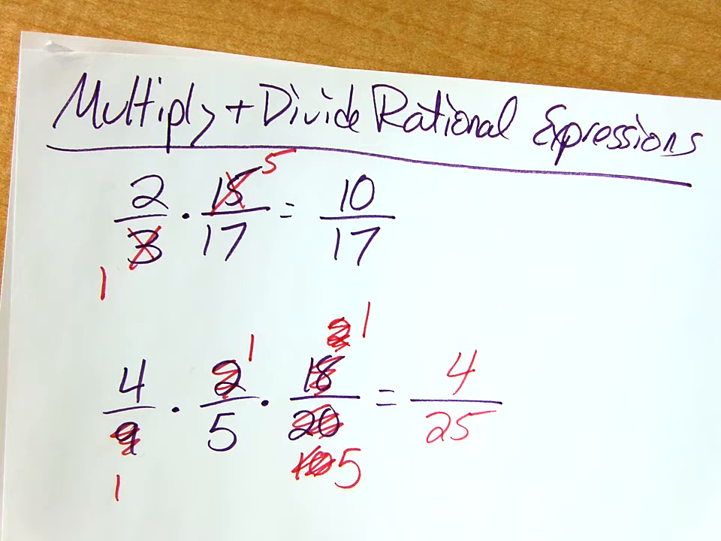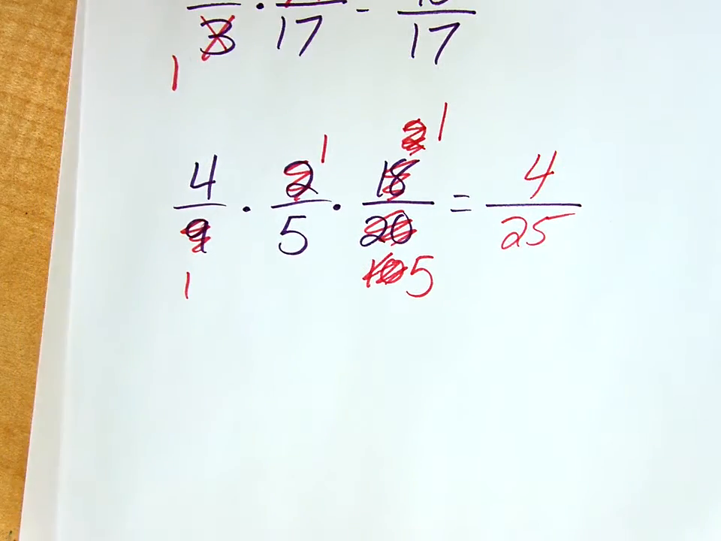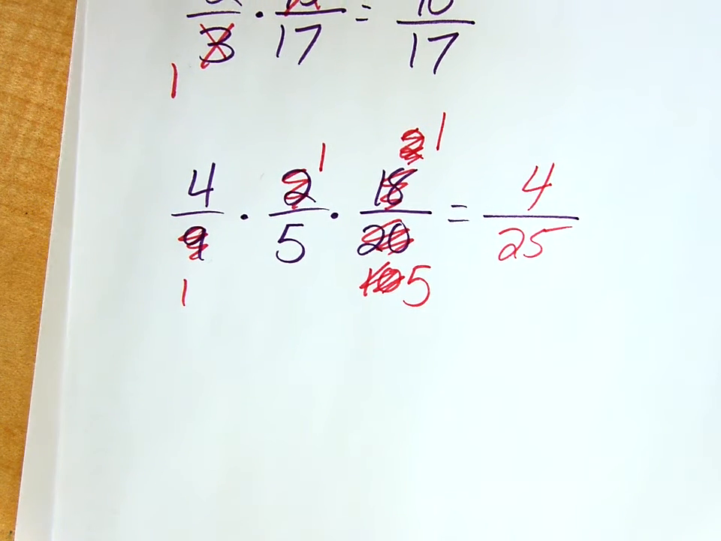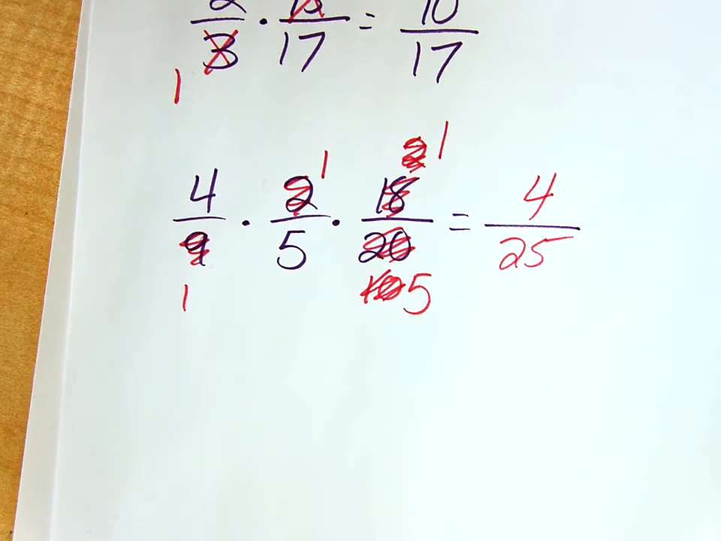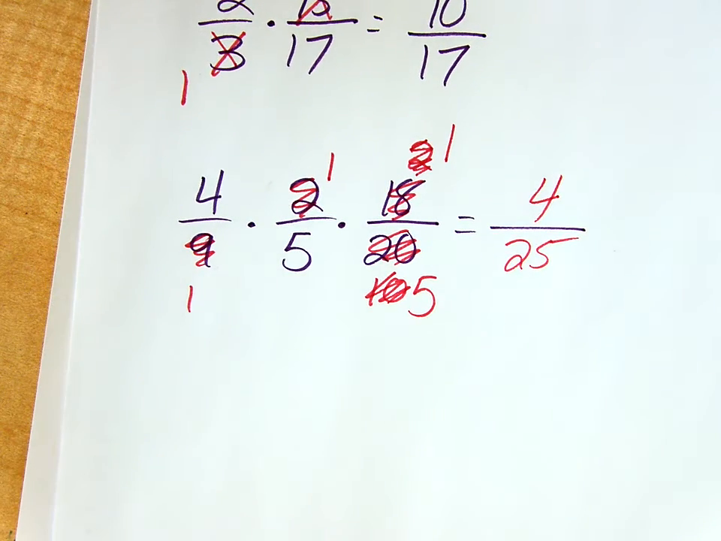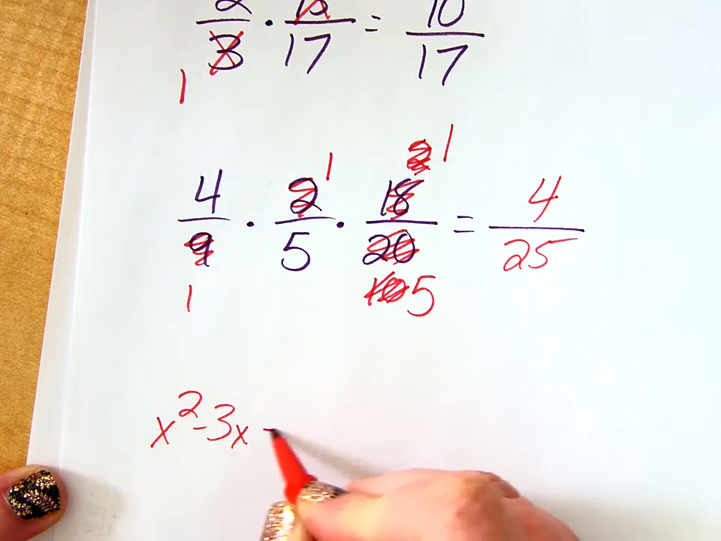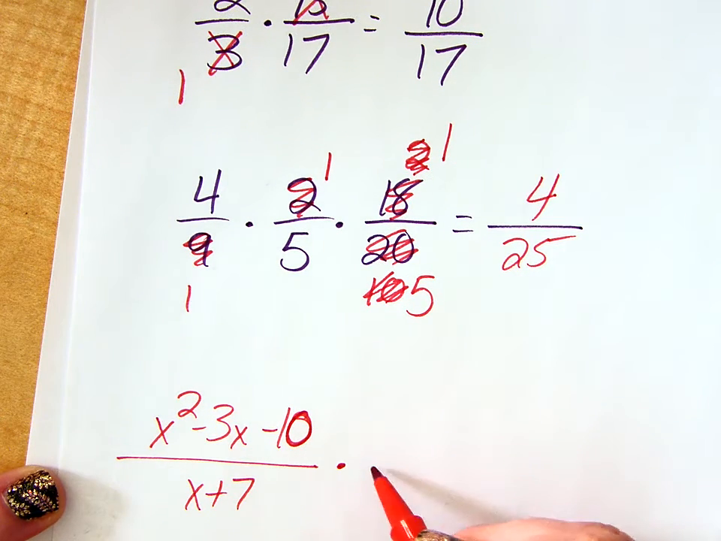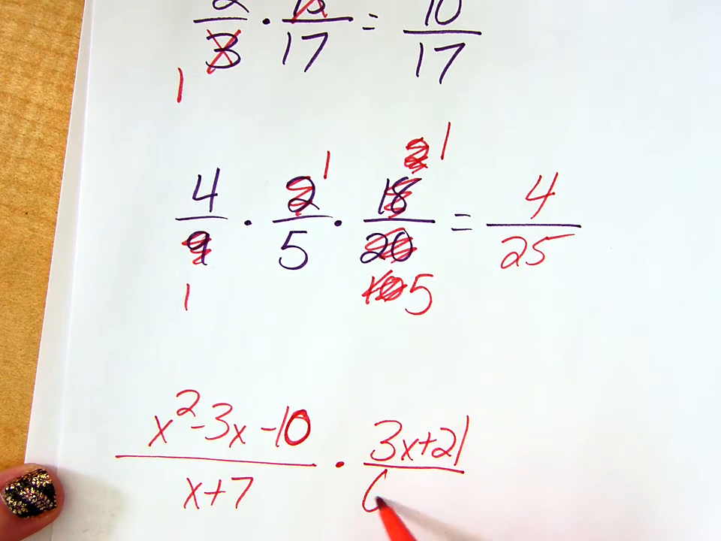So, of course, now we make things more complicated because it's not just numbers. Now we're throwing in variables. But your rules are going to be the exact same. Let me give you an example. Let's say you wanted to do (x squared minus 3x minus 10) over (x plus 7), and you were going to multiply that by (3x plus 21) over (6x minus 30).